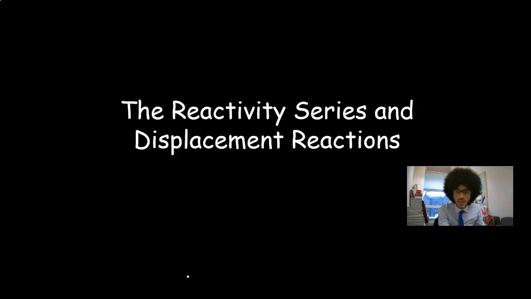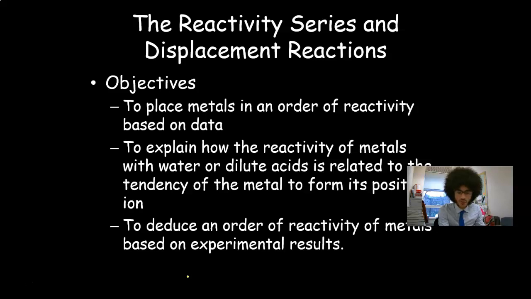So the objectives of today's video are, first of all, to place metals in order of reactivity based on data, and that can be based on what you see in a test or in a table or something like that. The second thing is to explain how the reactivity of metals with water or dilute acids is related to the tendency of the metal to form a positive metal ion. I'll talk more about that later because it sounds quite confusing.